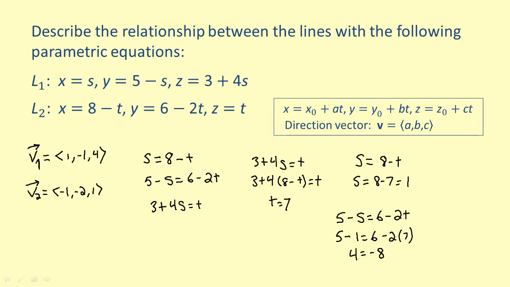Therefore, the system of equalities is inconsistent, and there is no single point that satisfies all three equations. We conclude that the lines are skew.